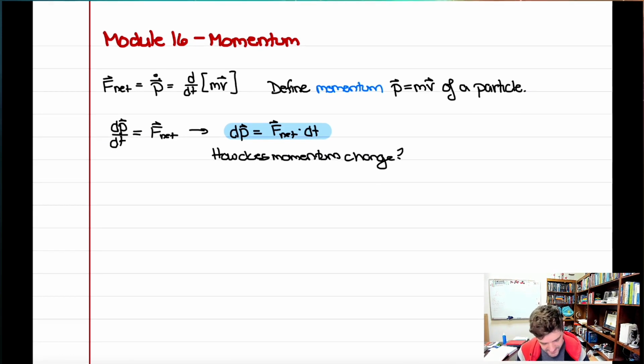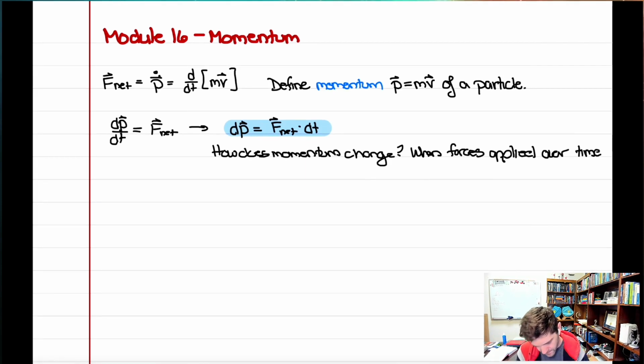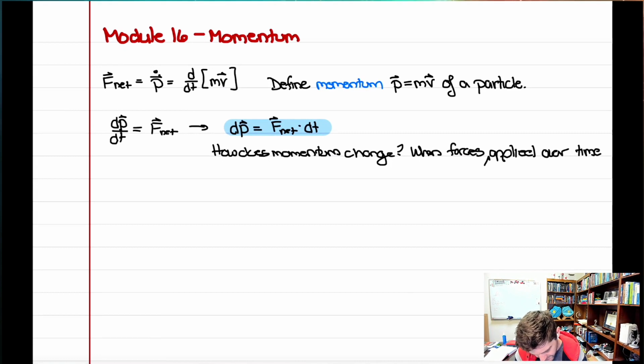And then the right-hand side says, when you apply a force over time, how does momentum change? When forces are applied over time. And that's important to think about. If we want to talk about that, there are quantities like momentum that can be transferred and gained between systems. They do, in a sense, kind of flow between objects and systems.